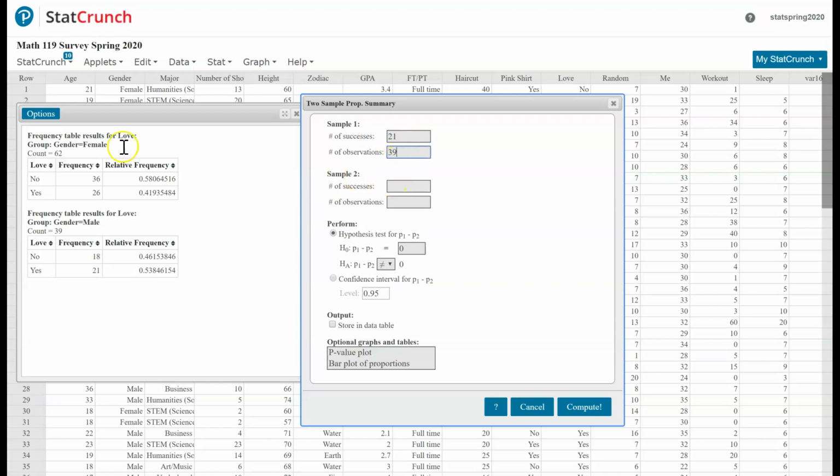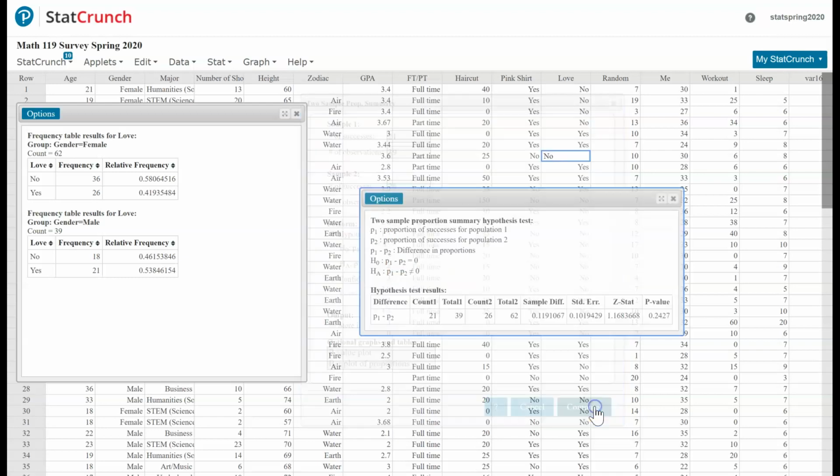Okay, sample 2, P2 was my female. So I have 26 of them who believe in love at first sight. And then the rest of it is going to be 62. Okay, notice here's your hypothesis test. The P1 minus P2, just leave it as is. You want a not equal to. This is what we want. No numbers. Let's press compute.